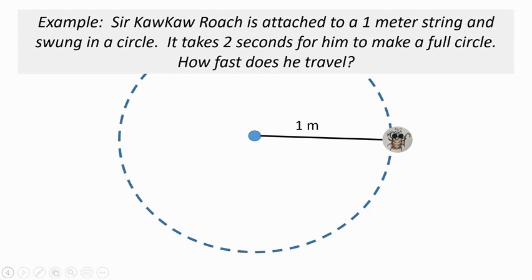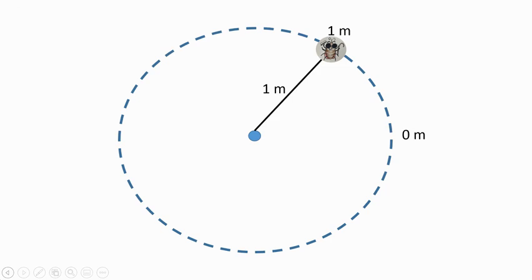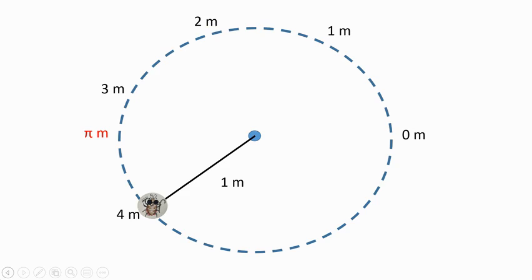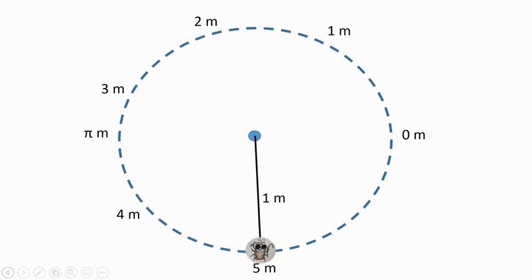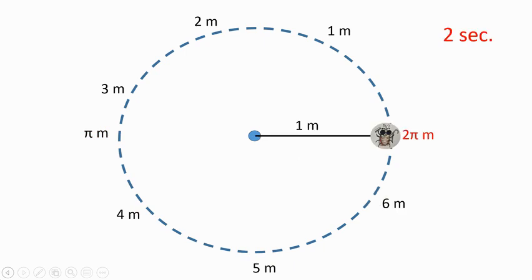Let's see what will happen. He'll go 1 meter, 2 meters, 3 meters, and then he passes pi, about 3.14 meters, and then 4 meters, 5 meters, 6 meters, and by the time he gets back to where he started, one full circle, he's gone 2 pi meters, right? So that'd be 2 times pi, or about 6.28, and then you can add on some decimals, depends how nerdy you are. And so that's how far he's gone if he swings through a whole circle.